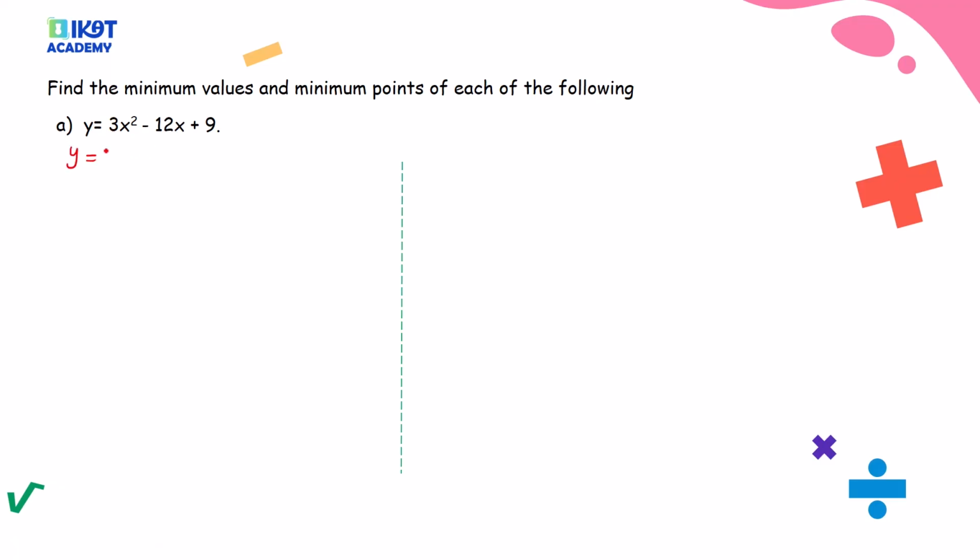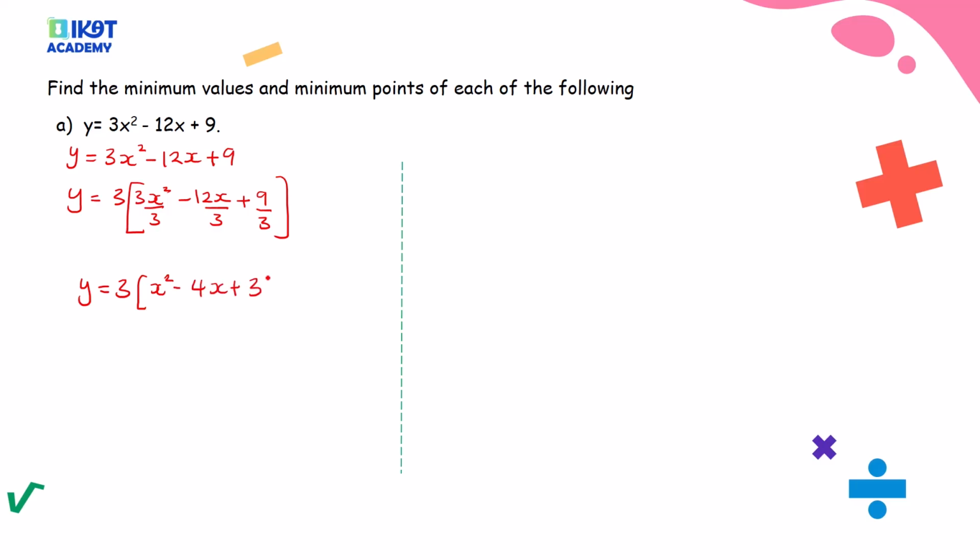We've been given y is equals to 3x squared minus 12x plus 9. So remember we said we always have to ensure that the coefficient of the x squared term is 1. And how do we ensure that? In this case we are going to say y is equals to 3, and we divide everything here by 3. So we say this is minus 12x out of 3 plus 9 out of 3. So what do we get? Y is equals to 3 into x squared minus 4x plus 3.